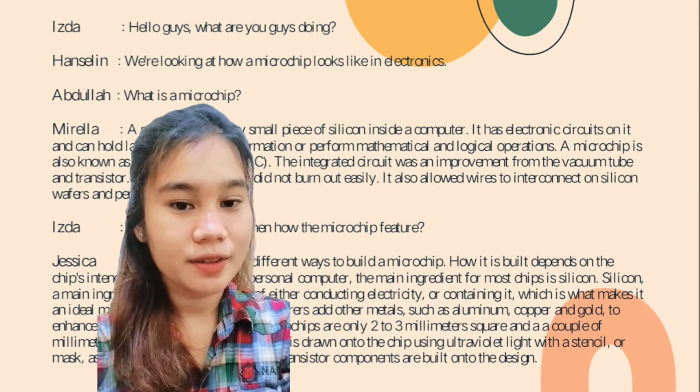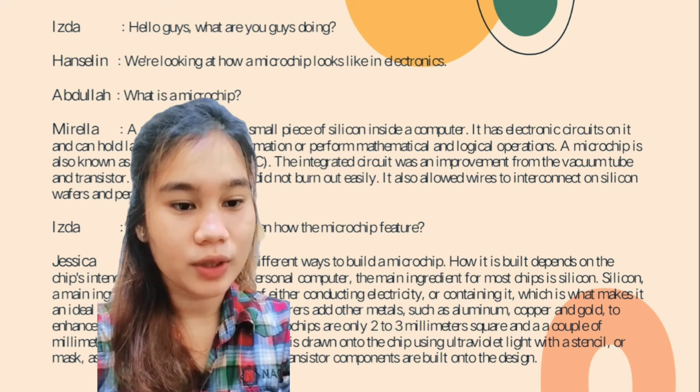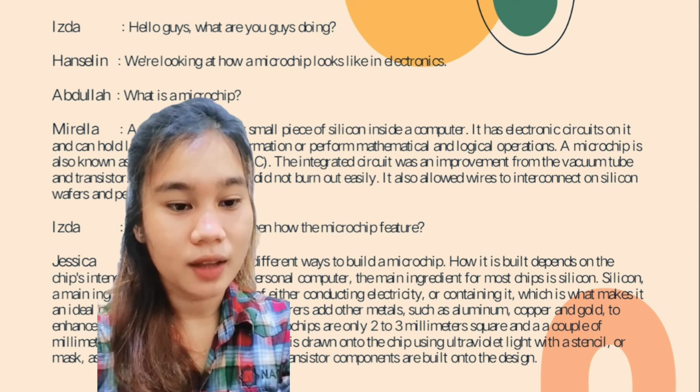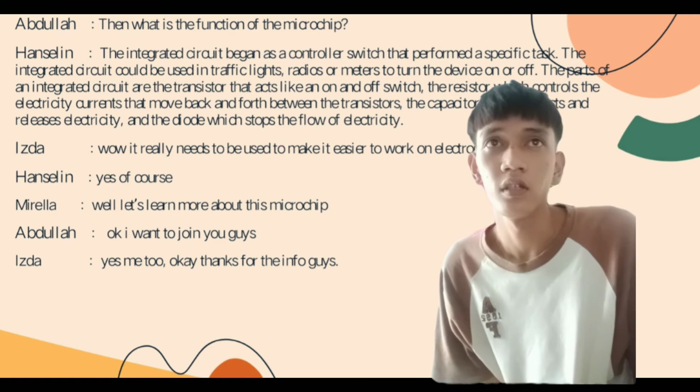Chip manufacturers add other metals such as aluminium, copper, and gold to enhance the chip's capabilities. Many microchips are only 2 to 3 mm square and a couple of millimeters wide. The actual circuit design is drawn onto the chips using ultraviolet light with a stencil or marks as a guide. Afterwards, wiring and transistor components are built onto the design. Then what is the function of the microchip?